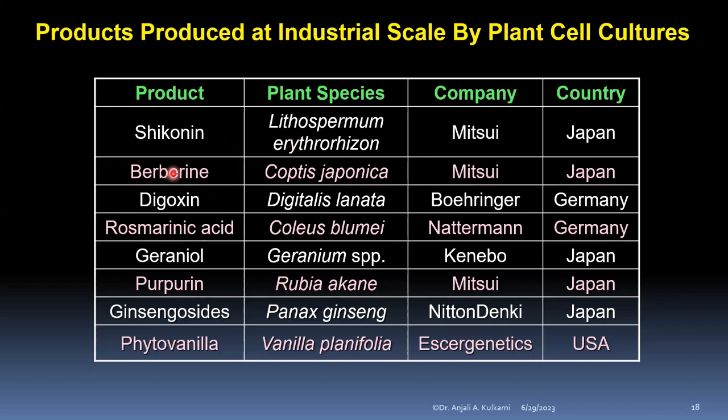So shikonin, berberine, as I told you, now berberine cost is going to increase like anything, because the diabetic population is increasing all over the world like anything. And if berberine has now cleared all the clinical trials, berberine is coming out in the market in the next couple of years, I would say. And then this company is again going to make a lot of money based on this. Then ginsenosides.